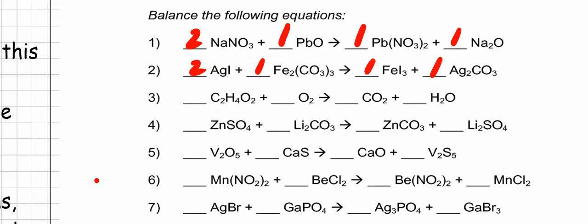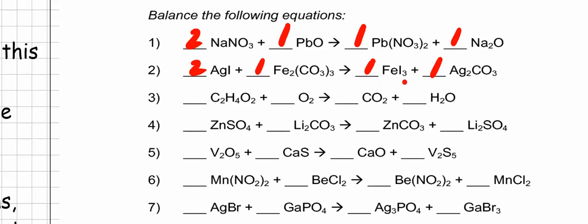Now remember, the system doesn't work every time. You have to think, you have to modify the system that I'm showing you to get a balance on the left and the right. Okay? So 2 silvers on the left, 2 silvers on the right. Let's go to iodine. How many iodines do I have on the left? Well, I have 2 iodines on the left, but I have 3 on the right.